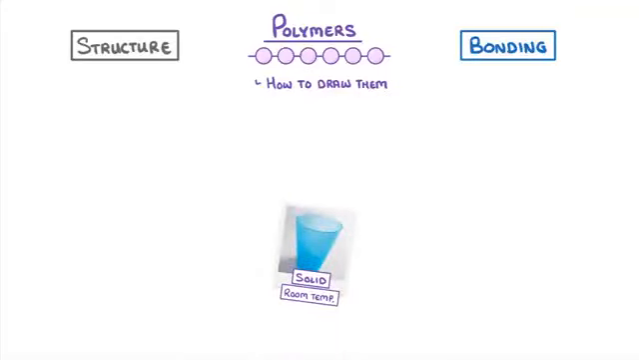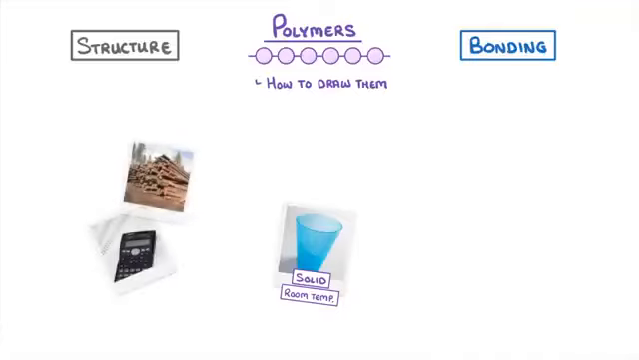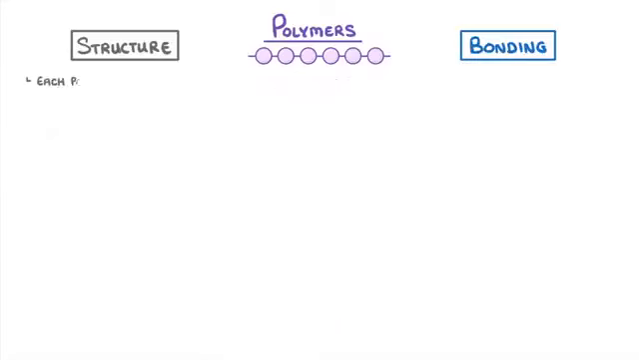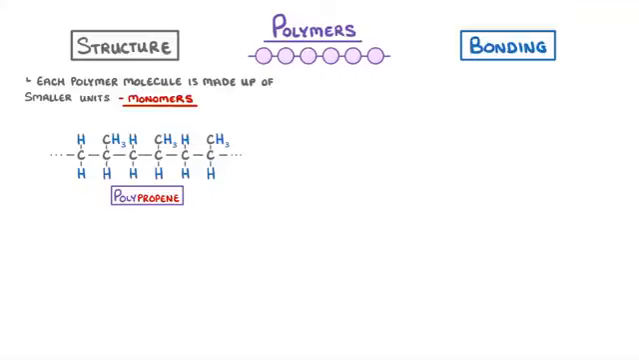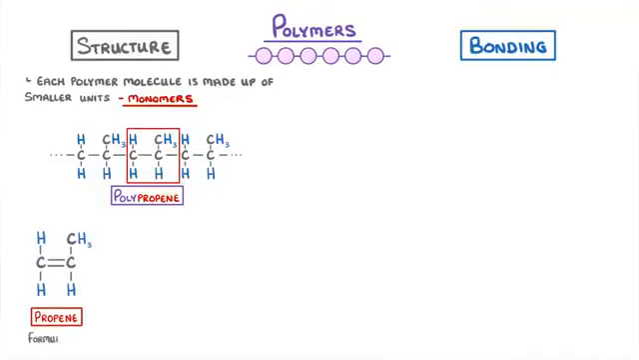Now, polymers are a huge and diverse group of different substances, and they make up all sorts of things. What they all have in common, though, is that each polymer molecule is made up of lots of smaller units called monomers. For example, polypropylene is one of the main polymers in plastic, and a single molecule can be thousands of atoms long. But it's actually made from these monomers, called propene, which have the formula C3H6.